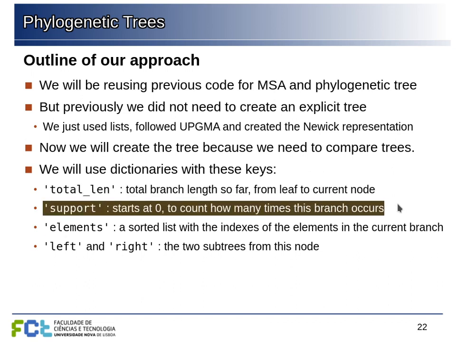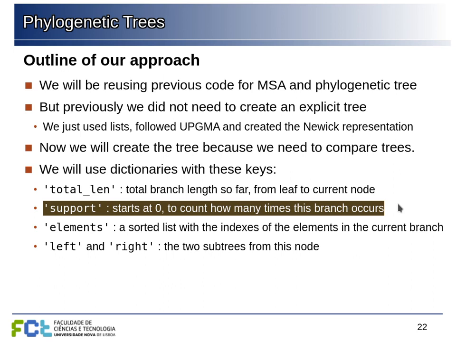Support will start at 0, and then we're going to count for each branch in our tree how many times those elements appear grouped together, and each time we find this in a replica, we increment the counter for support.